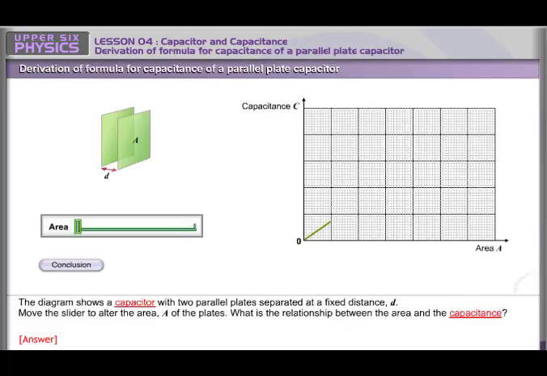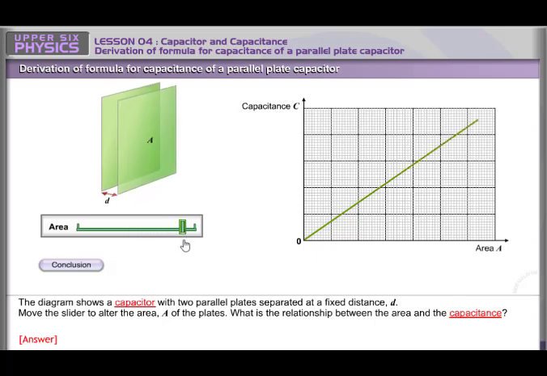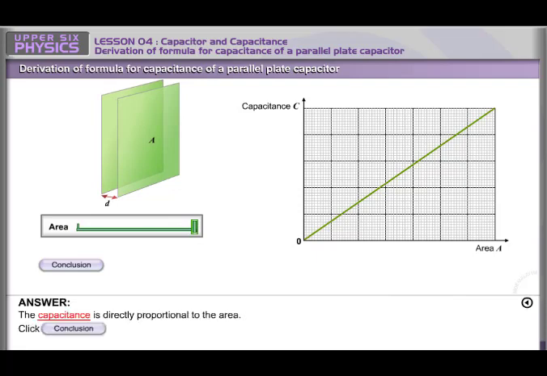The diagram shows a capacitor with two parallel plates separated at a fixed distance D. Move the slider to alter the area A of the plates. What is the relationship between the area and the capacitance? Answer. The capacitance is directly proportional to the area. Click the conclusion button.